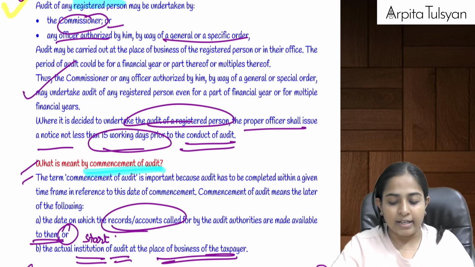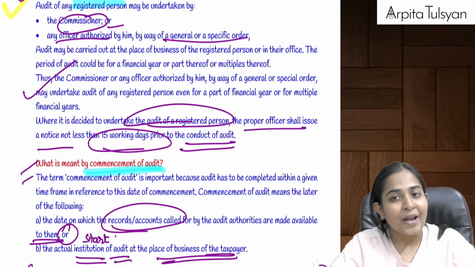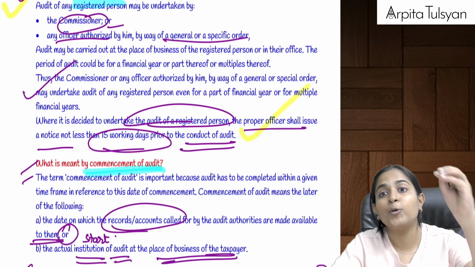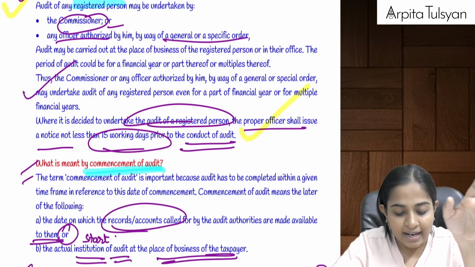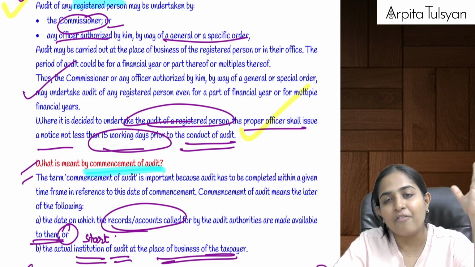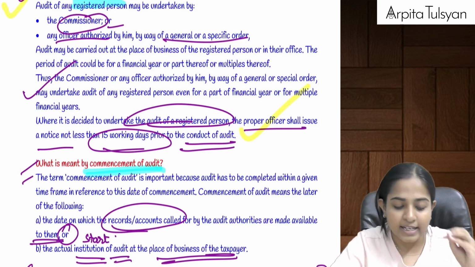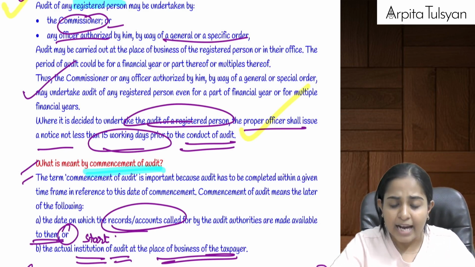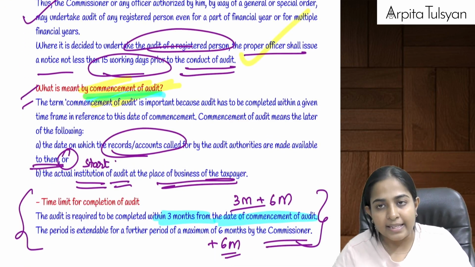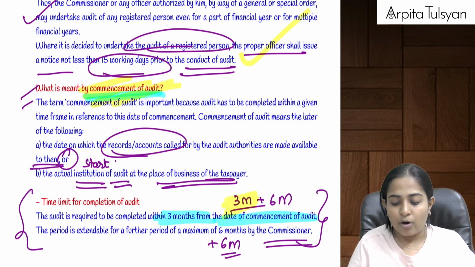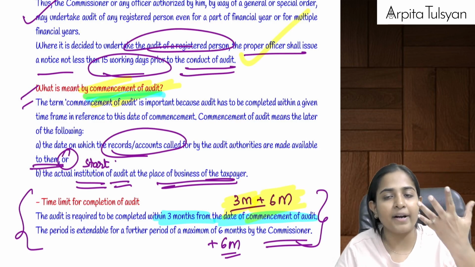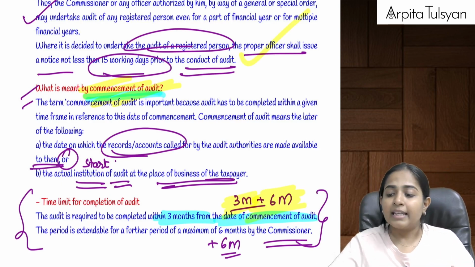Okay, and this audit is not a surprise audit. It is not at all a surprise audit. It means the proper officer will inform the person that the audit will be done after a period of 15 days. That means 15 days in advance we have to inform that person that an audit is going to be conducted. Are you clear with this? And once the audit commences, it should get over within a time period of 3 months, plus this period can be extended by another period of 6 months if required by the commissioner. Okay, 3 months time period.